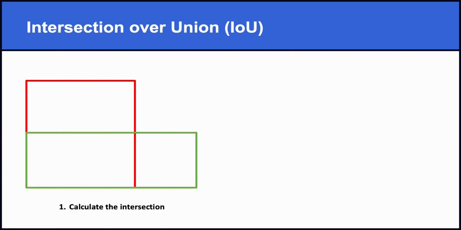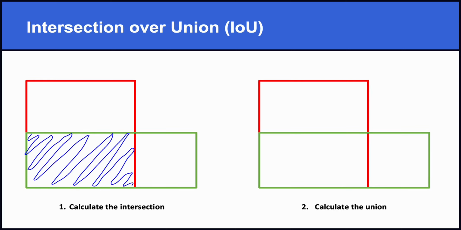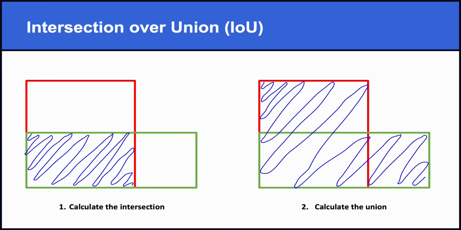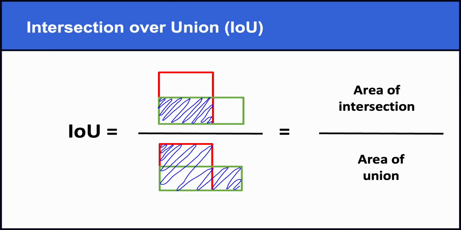So in order to measure how good our prediction is, we will have to first calculate the intersection, and then the second step would be to calculate the union. And then simply, as the name states, we would do intersection over union. More precisely, we would divide the area of the intersection by the area of the union, and this value will be a value between 0 and 1 because the intersection is always smaller or equal to the union.